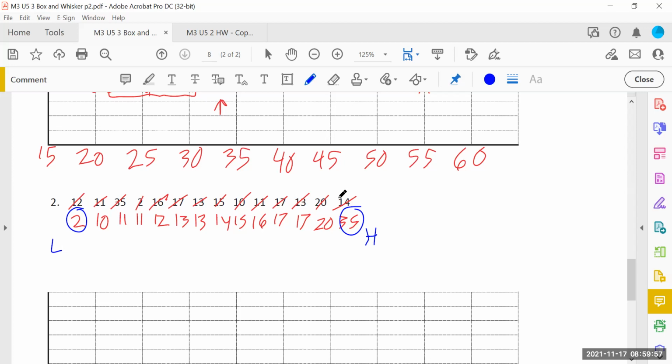So I'm going to come in here. 1, 2, 3, 4, 5, 6, 7. Right here, 1, 2, 3, 4, 5, 6, 7. Halfway between 13 and 14. Does that make sense to everybody? Halfway between 13 and 14. Add those together, divide by 2, we get 13.5.